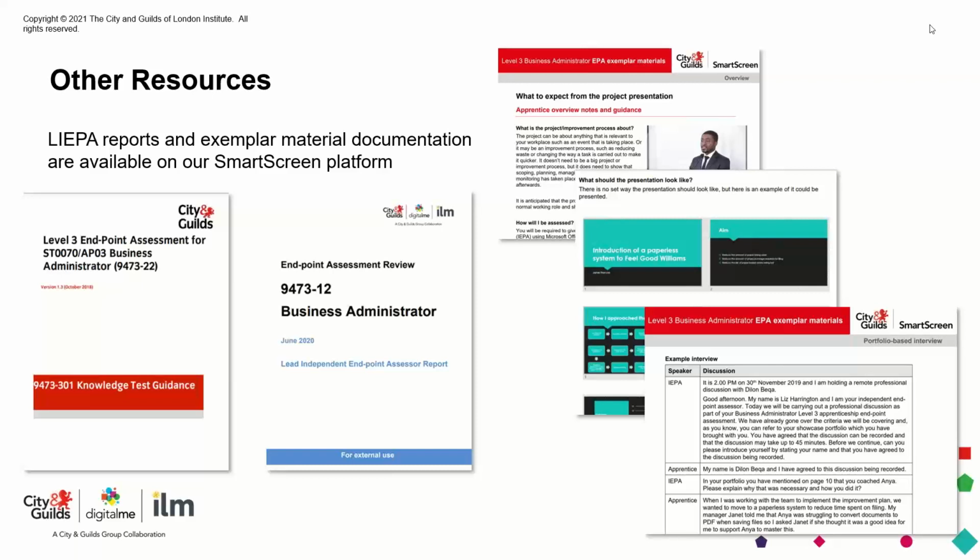The Knowledge Test Guidance screenshot there, the bottom left that I've just mentioned. We also have an annual report from the lead IEPAs. So please do look at the Lead Independent Endpoint Assessors report. This is stored currently under the EPA Preparation tab on Smart Screen, which you get access to once you register a learner, and it's also uploaded onto EPA Pro. So anybody with access to EPA Pro also will be able to find the LIEPA reports for all standards on EPA Pro.